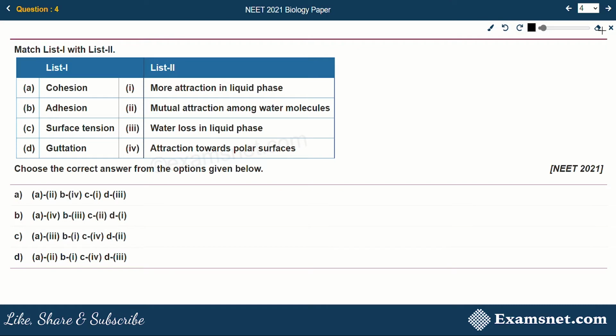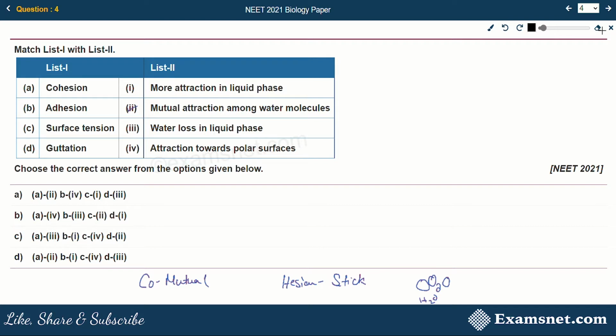So this question is from the chapter Transport in Plants, and here we have to match list 1 with the correct options in list 2. Okay, so the first one is cohesion. So what is cohesion? See, co means common or mutual. Okay, and the suffix hesion means to stick. That means when same type of molecules stick to each other, it is known as cohesion. And when we say cohesion, we generally talk about the mutual attraction among water molecules. So the correct option for A is 2.